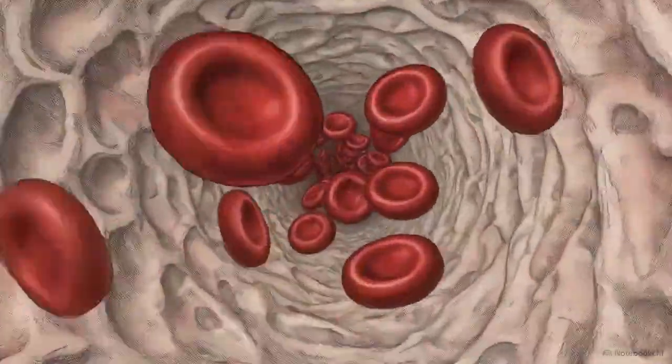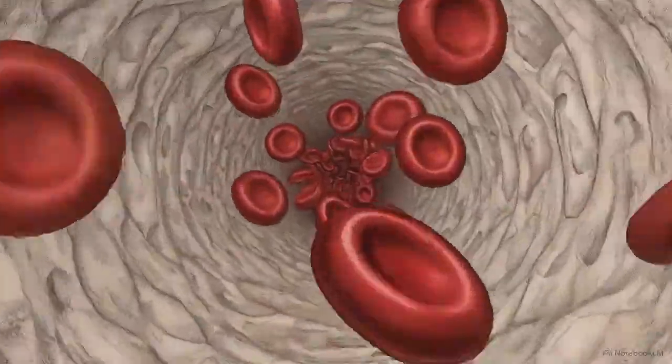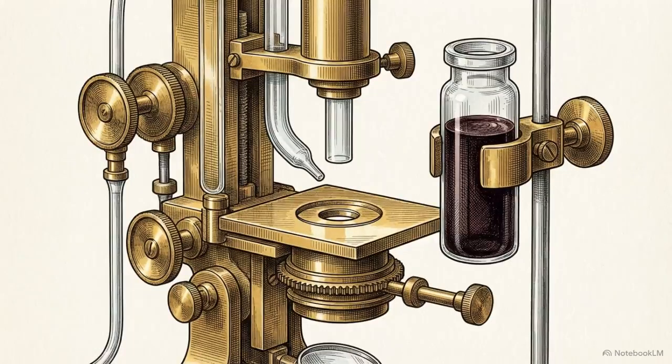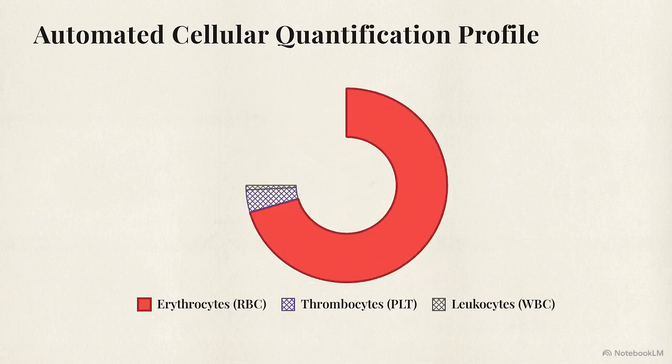Inside a microscopic capillary, billions of red blood cells are in constant, rapid motion. When we draw this blood and run an automated complete blood count, or CBC, machines rapidly quantify this environment. They calculate the total cellular volume, measure hemoglobin concentration, and output raw numerical counts for the major cell types.